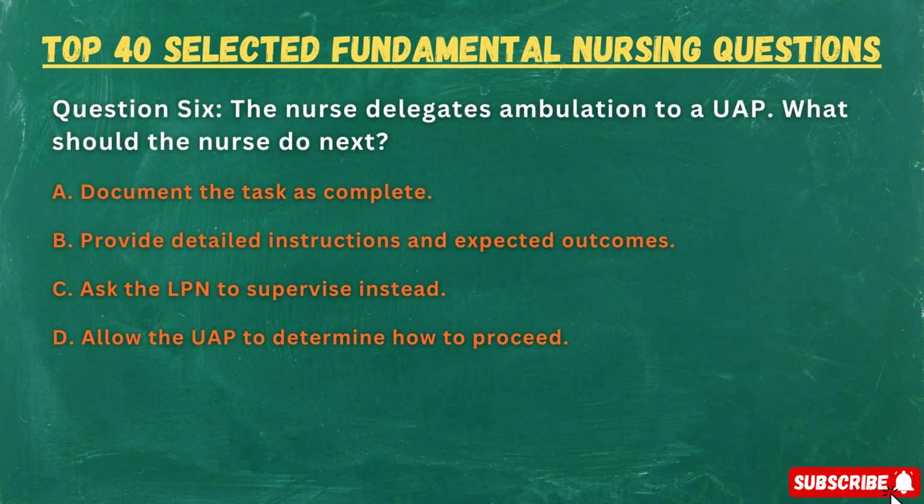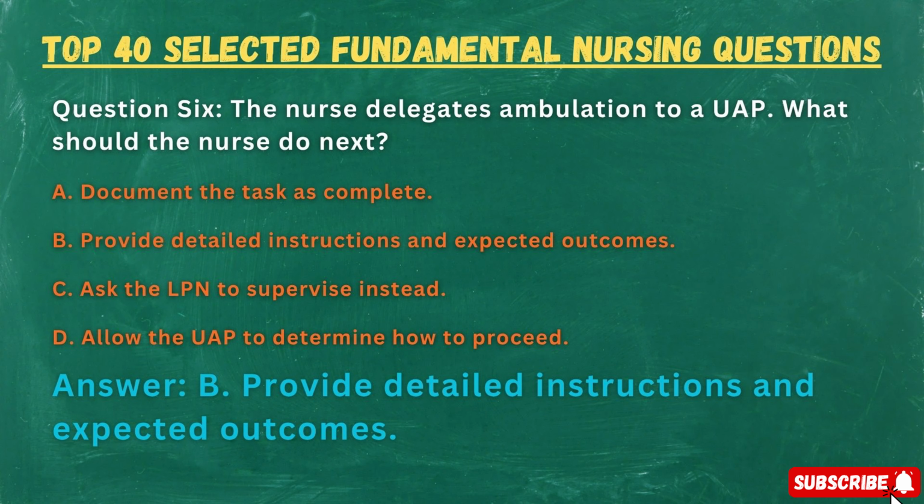Question 6. The nurse delegates ambulation to a UAP. What should the nurse do next? A. Document the task as complete. B. Provide detailed instructions and expected outcomes. C. Ask the LPN to supervise instead. D. Allow the UAP to determine how to proceed. Answer. B. Provide detailed instructions and expected outcomes.